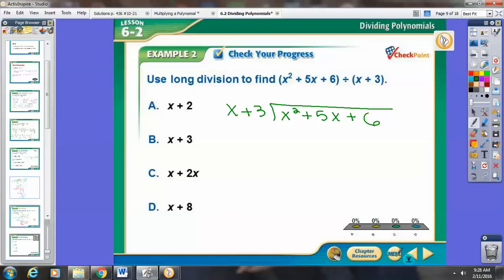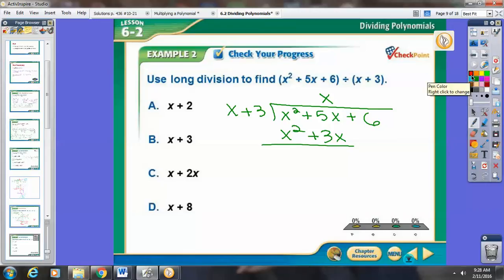Okay, so I need to know how many times x goes into x squared. Well, what is x squared divided by x? Just x. So I'm going to write x above my like terms. Now multiply. x times x is x squared. x times 3 is 3x. After we multiply, what do we do?